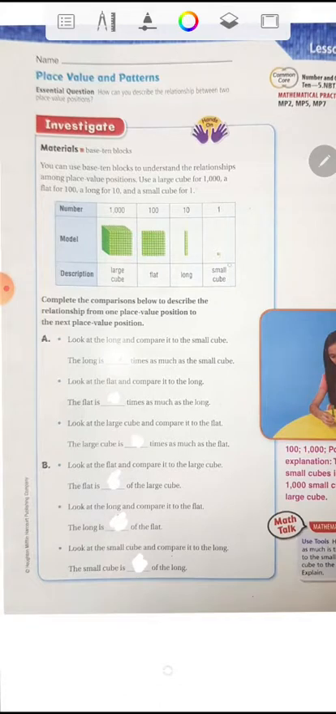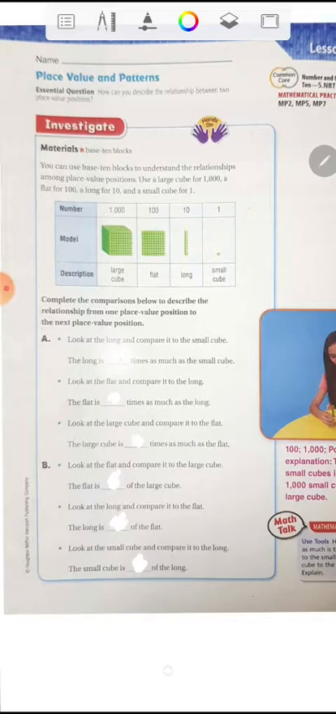Look, we have to use base 10 blocks to describe the digits, by using this small cube. This small cube represents the ones digit. So this small cube is the description for 1. If you take 10 of these small cubes and put them over each other, it will make one long. So this long is the description for the tens digit, because one long consists of 10 small cubes.